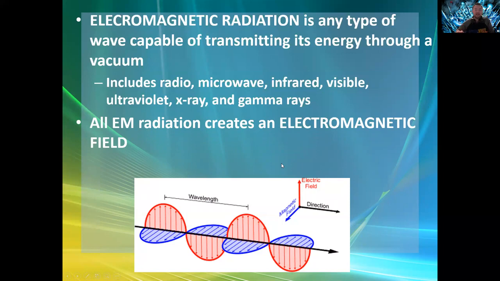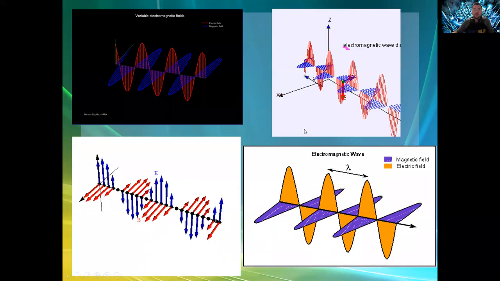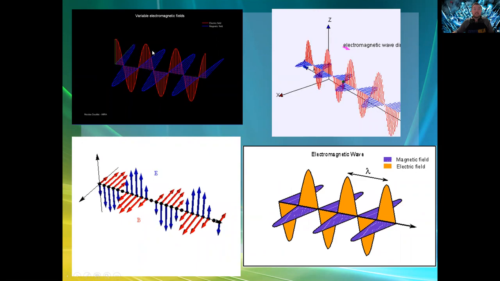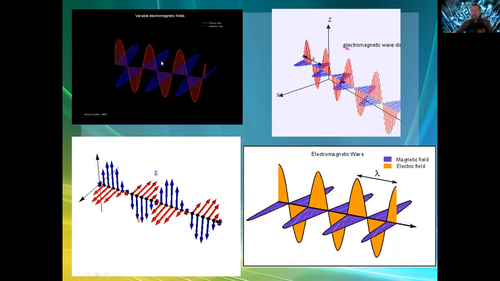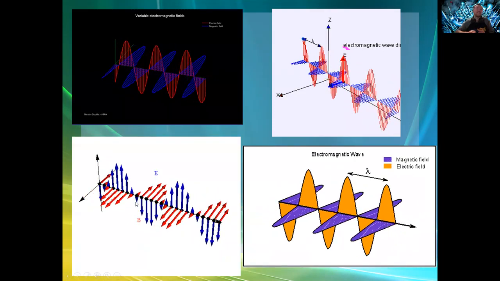And what's cool about electromagnetic radiation is that it actually creates a field around it called an electromagnetic field, which is the picture that you're looking at. Now, an electromagnetic field is a field that's produced by a moving electrical charge. That moving electrical charge is the light wave itself, and it creates an electromagnetic field. It has an electric component, and then it has a magnetic component, and that's what that picture is demonstrating. So the red is the electric field. It's the charged field. But right next to it, as part of the wave, is the magnetic portion.